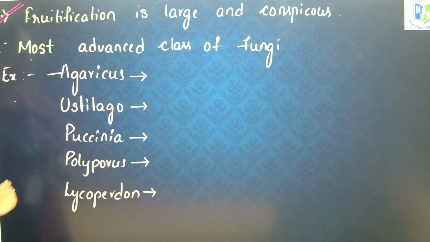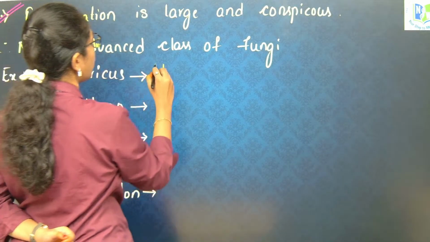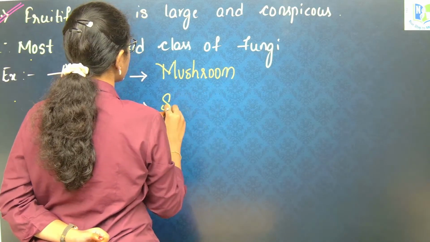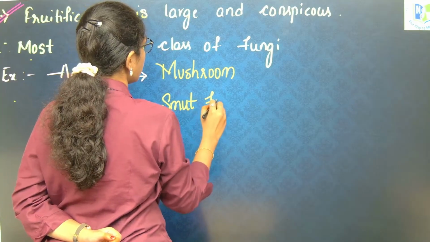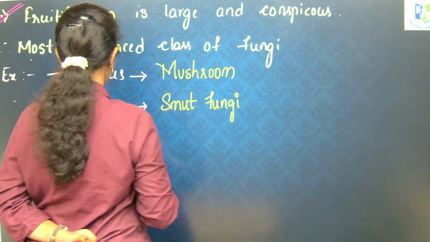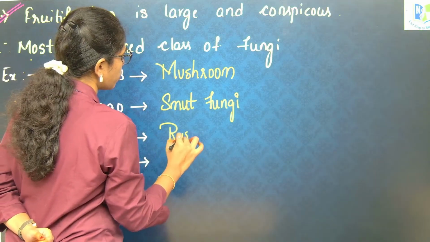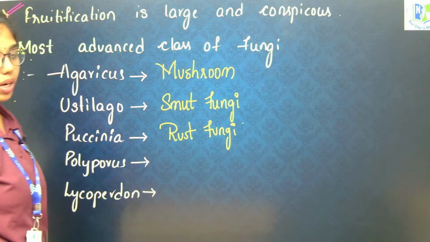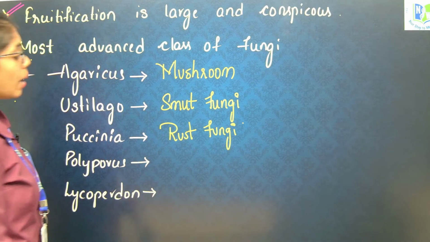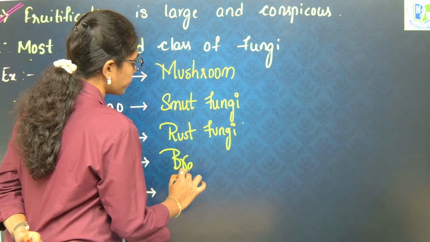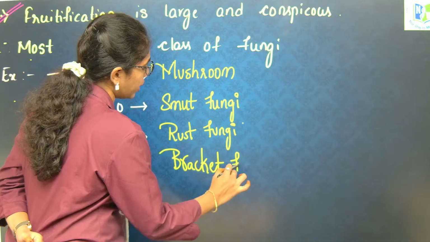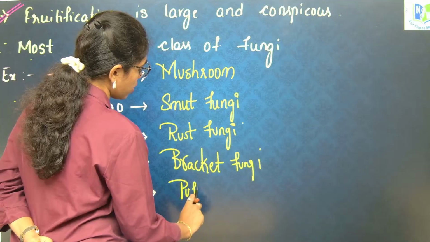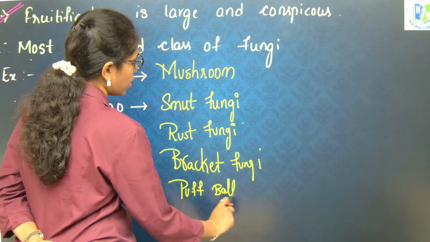Agaricus is mushroom. Ustilago is smut fungi. Puccinia is the rust fungus. Polyporus is bracket fungi, and Lycoperdon are puffballs. Clear, right?